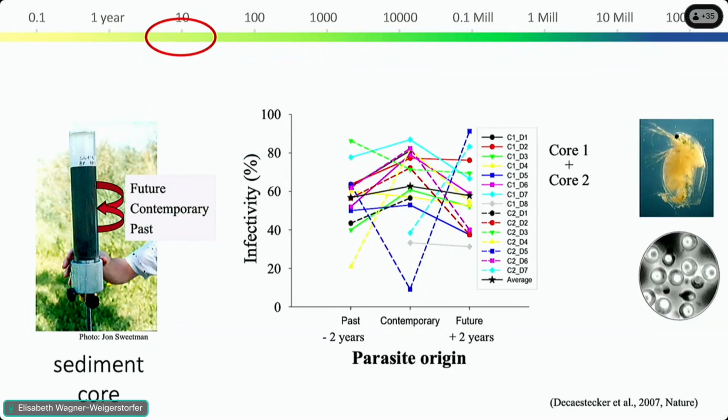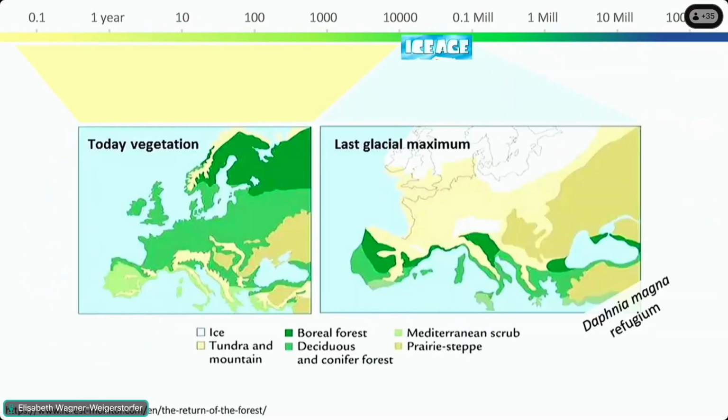But since you get this, this is supportive of Red Queen dynamics. Now let's move a bit further into the part. Let's move towards the ice ages. Towards the ice ages, all of Europe was covered with ice, and there was no space for Daphnia here, no habitat for Daphnia, I should say.